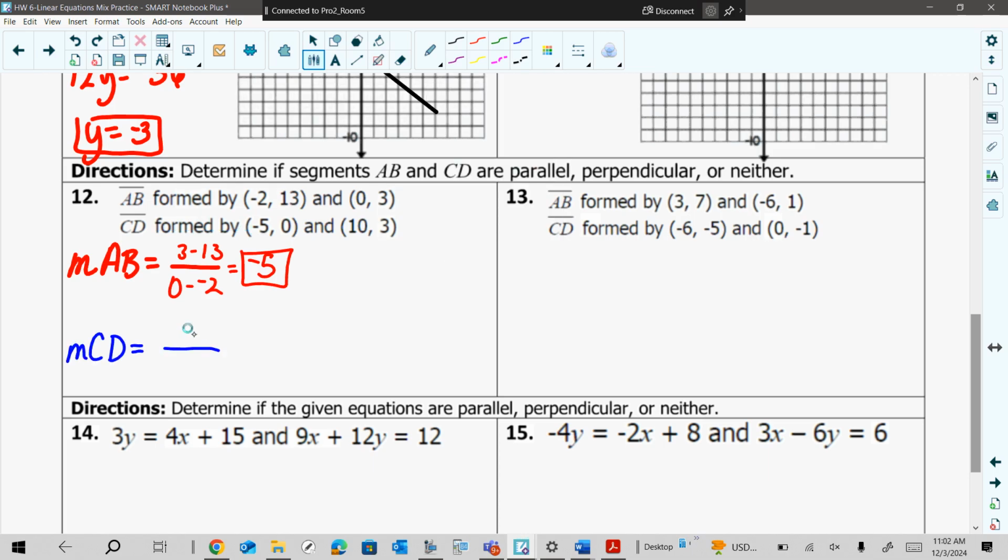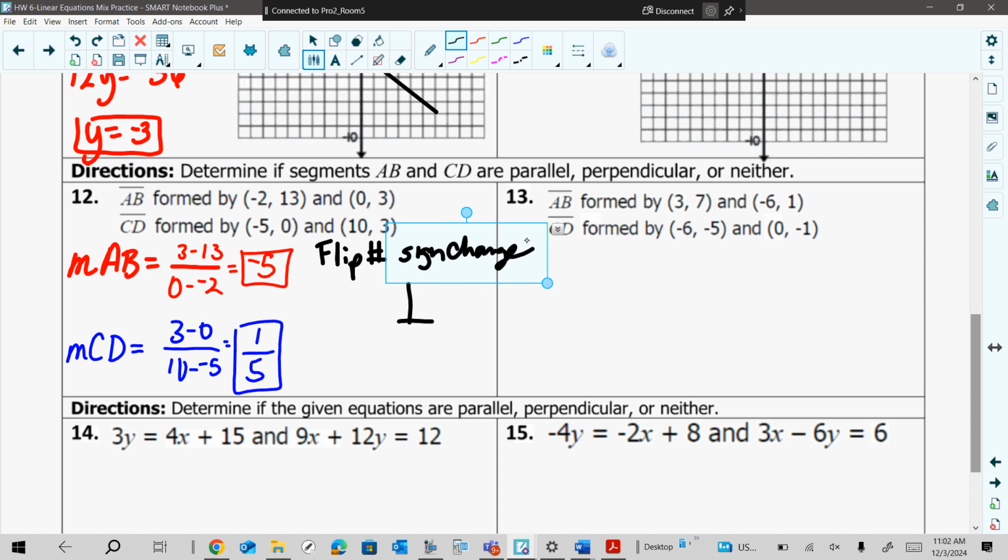Now we're going to repeat that same skill for CD. You do 3 minus 0 over 10 plus 5. That's 1/5, so yes, it's perpendicular. These numbers, this was a flip. We flipped the number and changed the sign. Because the numbers were flipped and the sign changed, it is perpendicular.